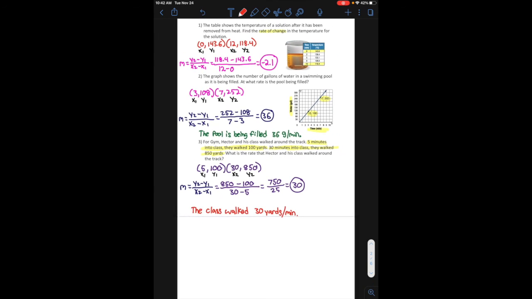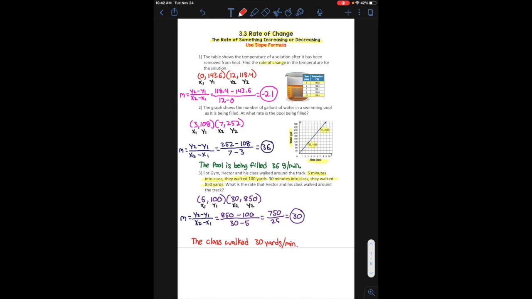As you can see, slope and rate of change, we are using the same formula. However, rate of change is just describing some data changing.